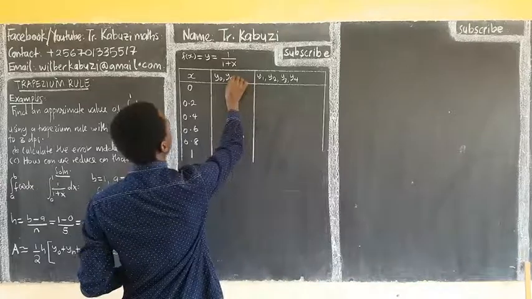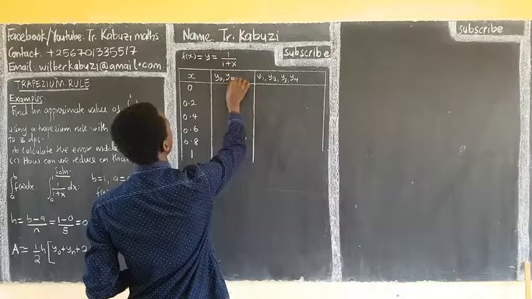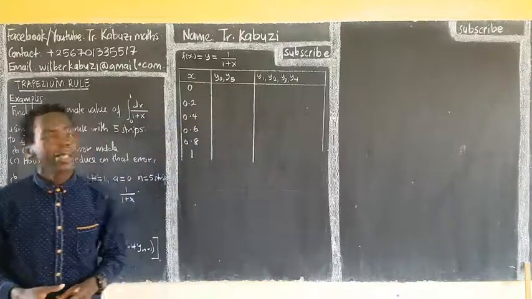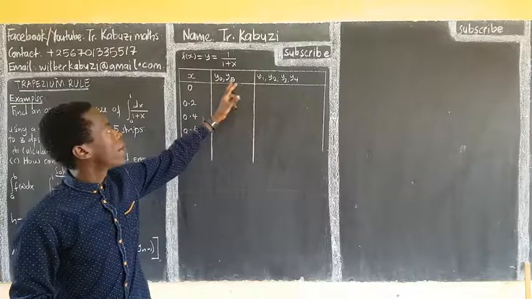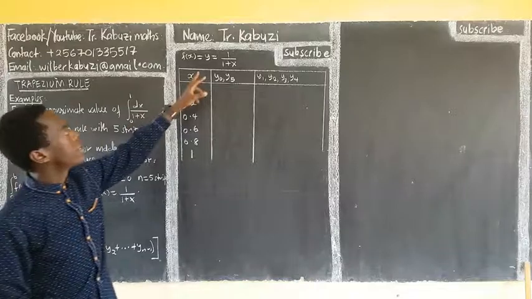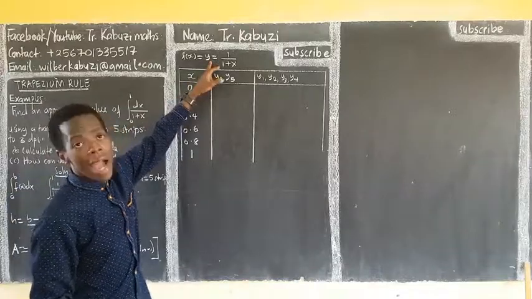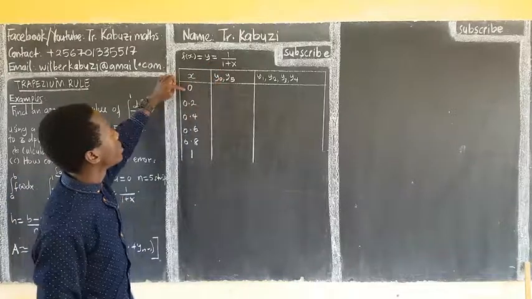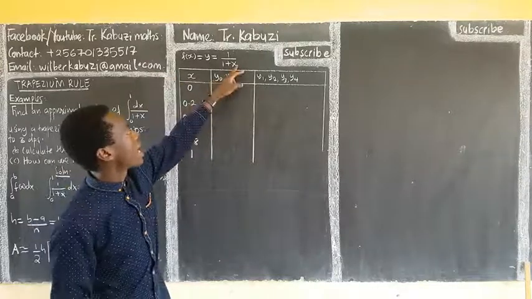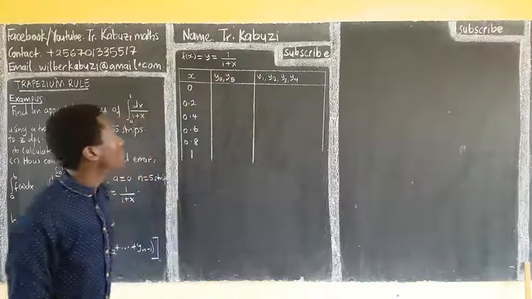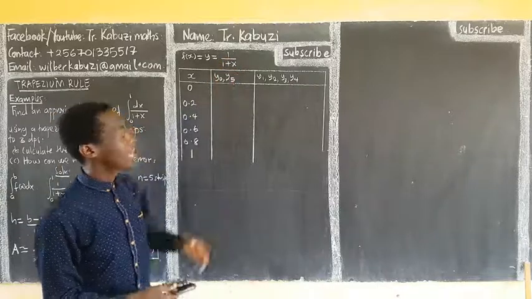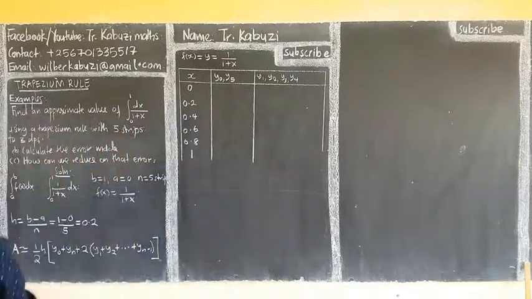So after getting these values, we now get the values of these ones. Now, the question is, how do we get y0, y5, and these ones? Always the function they give us in that equation is our y. So to get y0, we substitute the value when x is 0 here. I'm going to show you how to do that. The function we have is 1 over 1 plus x. So let me show you how we do that.